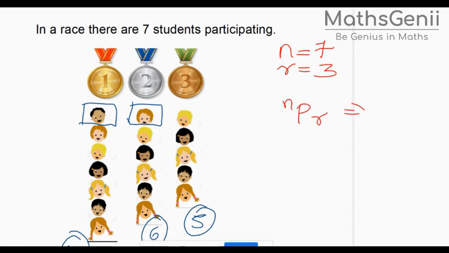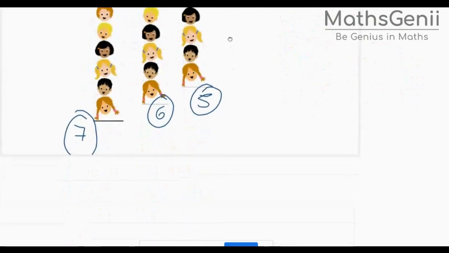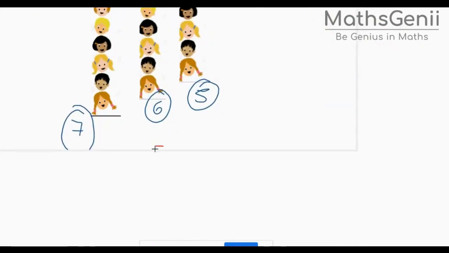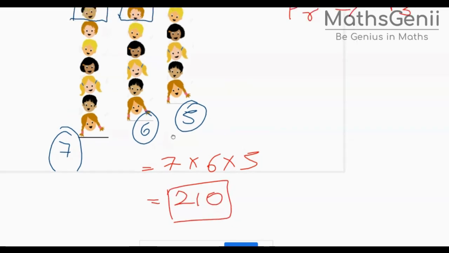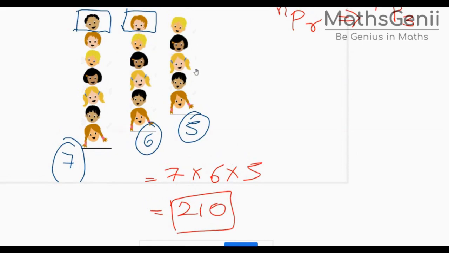So how will we denote this question? 7Pr. So if I had to solve it normally, how would I solve? 7 into 6 into 5, correct? So what will be my answer? 7 sixes are 42, 42 fives are 210. So 210 would be my answer. If I draw a diagram, I understand this.